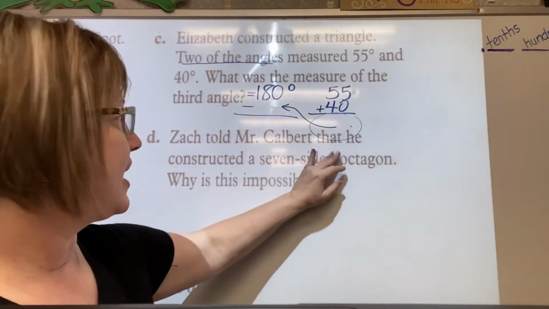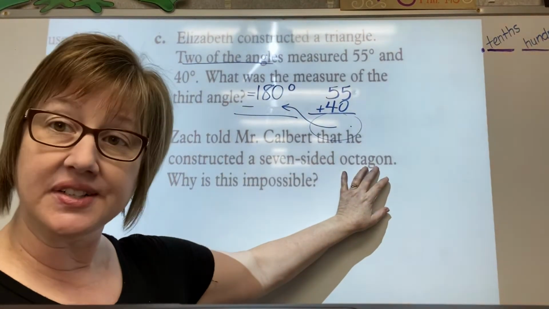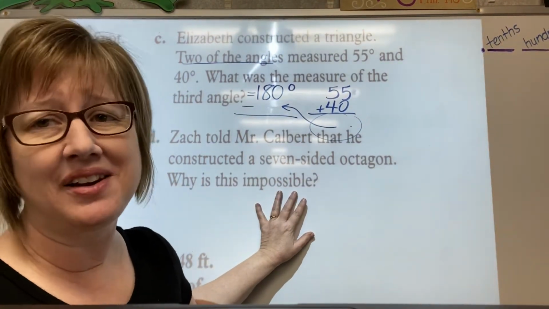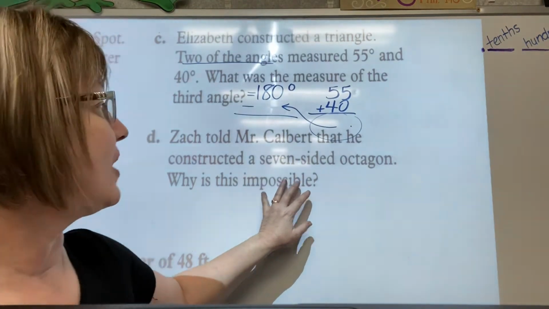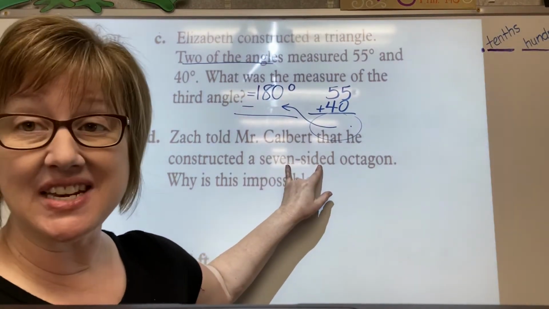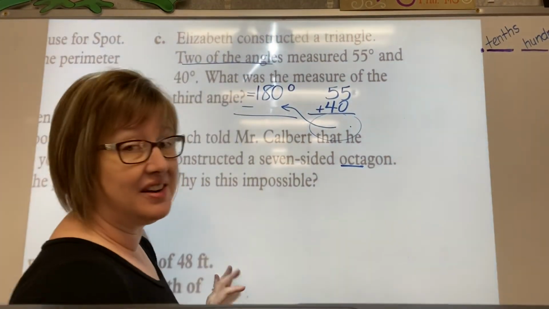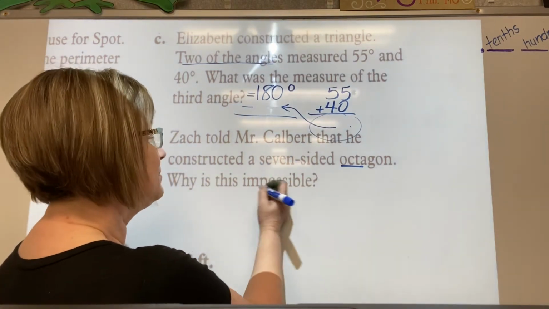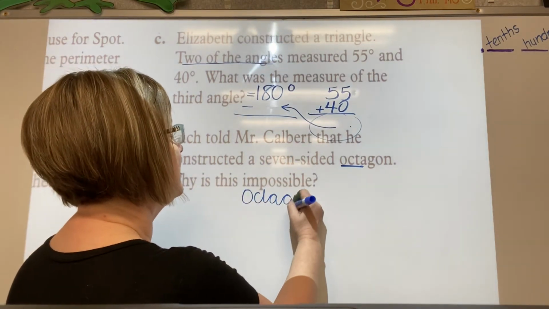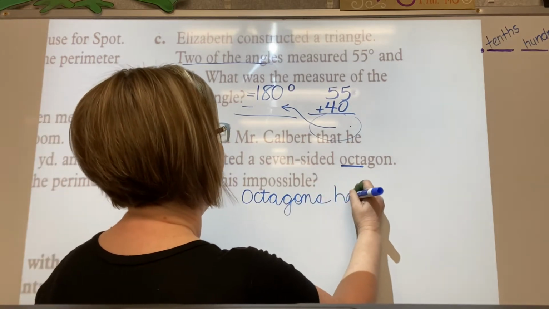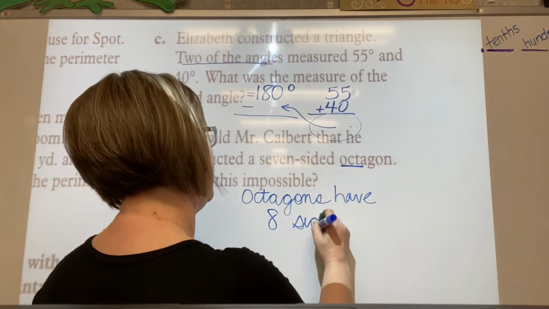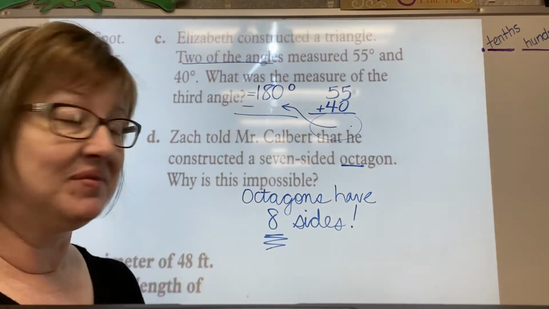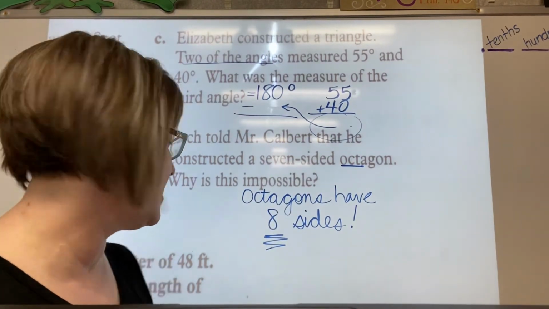Then it says, Zach told Mr. Calvert that he constructed a 7-sided octagon. Why is this impossible? You're not here for me to answer, but I think most of you are pretty smart. Can you have a 7-sided octagon? Octopus have 8 legs. Why is this impossible? Because octagons have 8 sides, so you can't make a seven-sided one. You can make a seven-sided heptagon, but not an octagon.